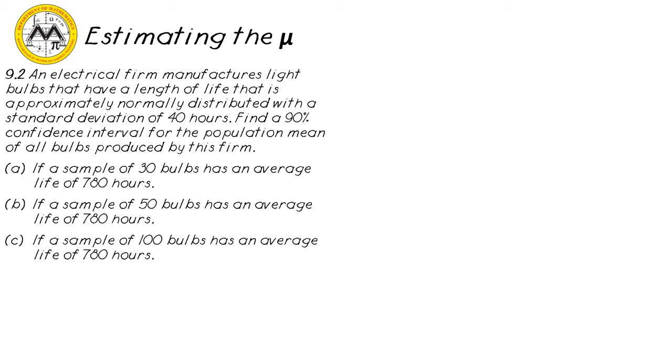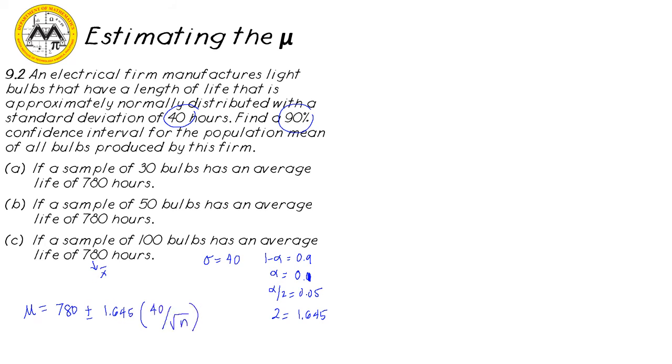So this problem makes use of standard deviation being 40 and then 90% confidence interval. So sigma is 40 and 1 minus alpha is 0.9. So that makes alpha equal to 0.1 and alpha over 2 is 0.05. So z is 1.645 for this one. So we have mu is equal to, all of the x's are the same, so it would be 780, this is your x bar, plus or minus 1.645 times 40 over square root of n.